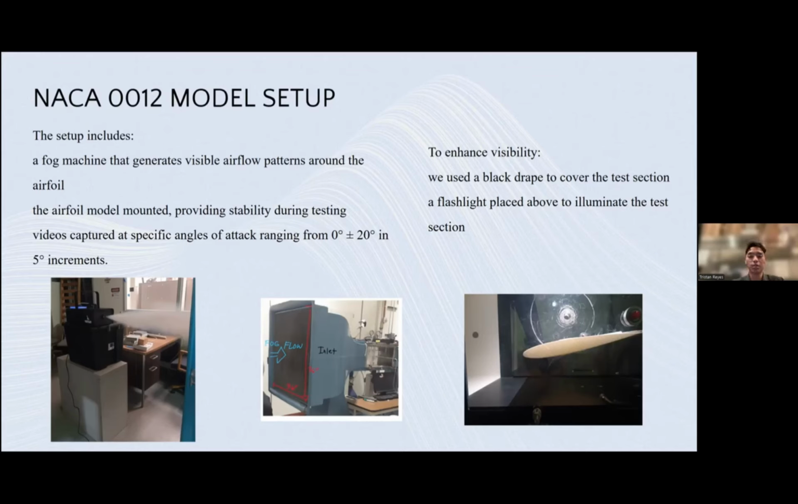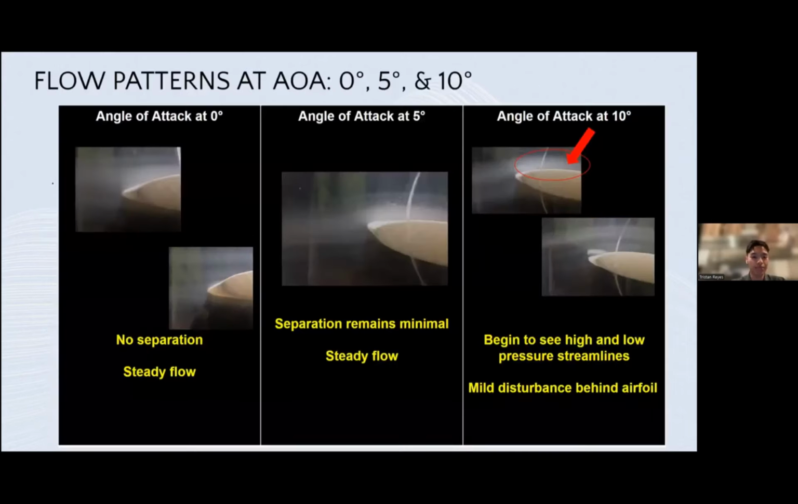This allows us to clearly observe the fog flow as it moves towards the airflow, providing a visual representation of airflow dynamics. And then the airfoil is securely mounted in the test chamber, ensuring consistent and reliable testing conditions. I'll now be passing it on to Noah for our flow patterns at 0, 5, and 10 degrees.